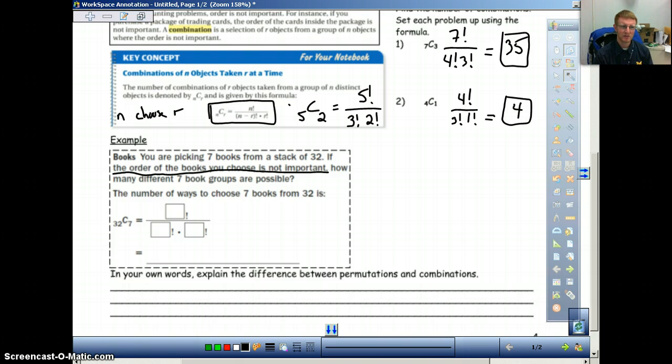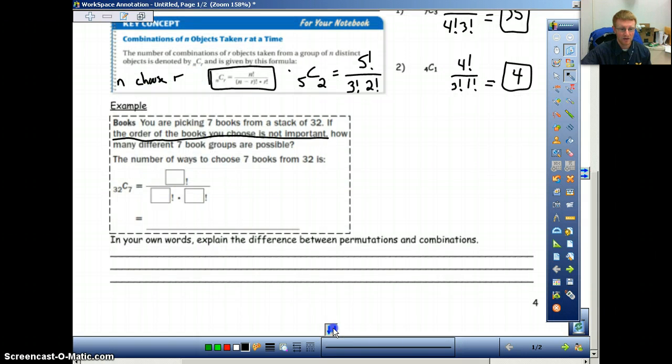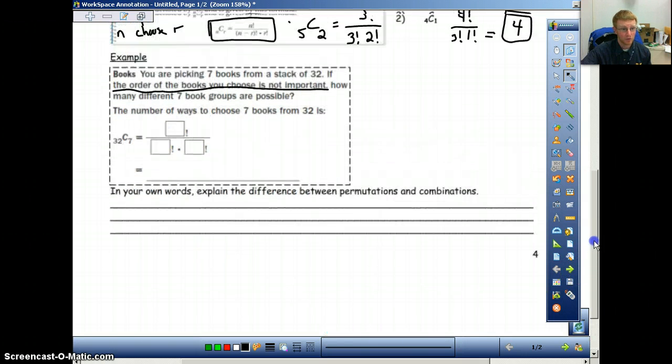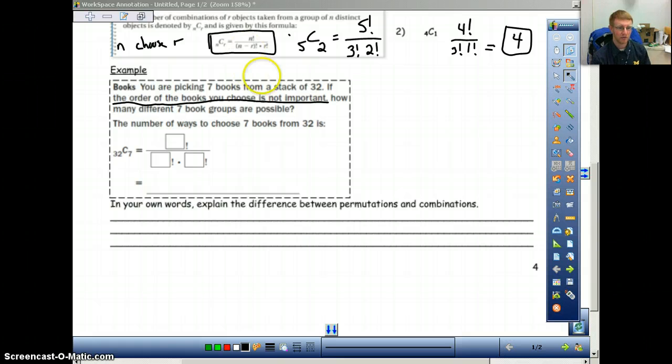When you do problems, typically it will tell you whether it's important or not, or the situation you need to ask yourself whether order is important or not. If it's not, then you will always set it up as a combination. So that's what you want to remember, that's what you want to pay attention to, is whether they're telling you if order matters or not. So because they're saying order is not important, we're going to use combinations.